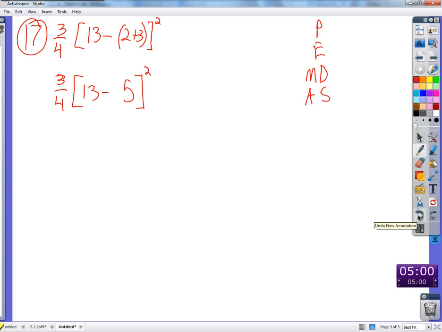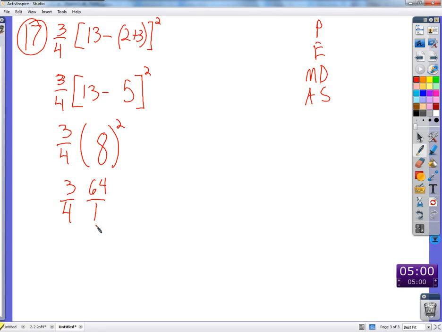Okay, so what should our next step look like? 13 minus 5, which is 8 squared. All right. And so, what next? Should we multiply the 3/4 by the 8? Why not? Exponent comes before multiplication. All right, it's because we've agreed to do that. So 8 squared, that's 64.